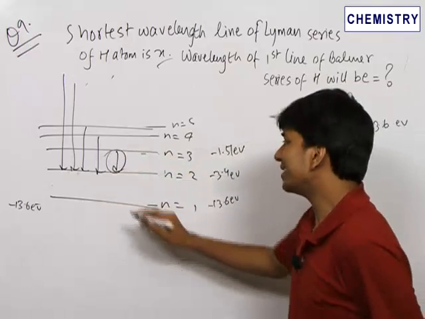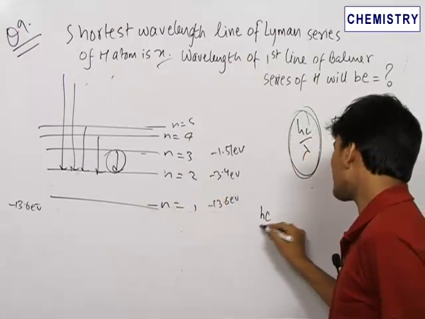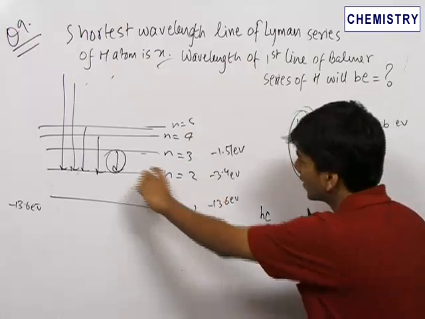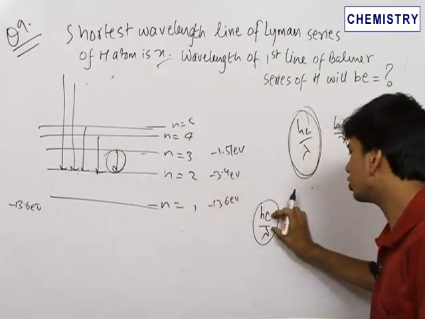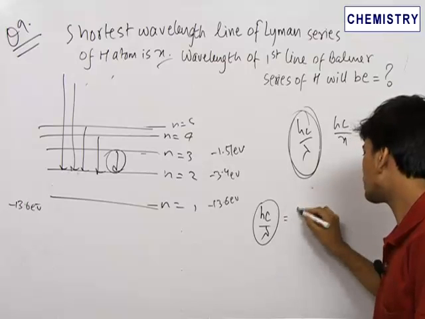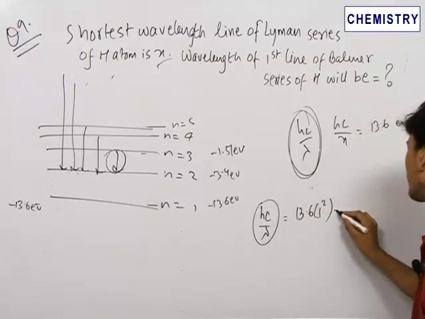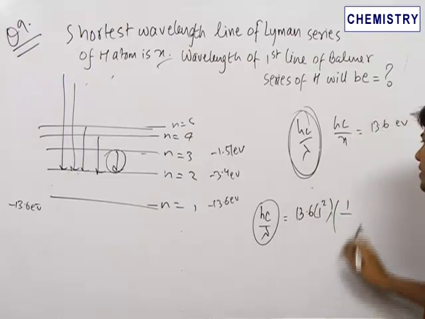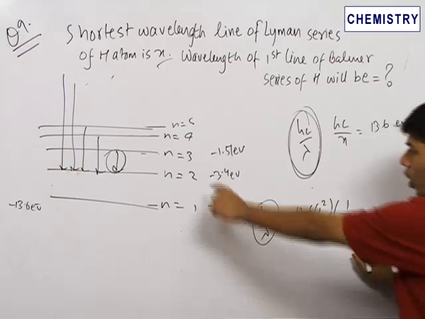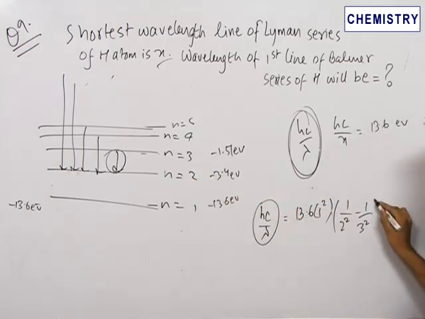Now let us write the equation for this transition. This transition corresponds to one photon. The energy of that photon can be written as hc by lambda. This is equal to 13.6 into Z squared, that is 1 squared, into 1 upon n1 squared minus 1 upon n2 squared. The lower orbital n1 is written first, therefore 1 upon 2 squared minus 1 upon 3 squared.